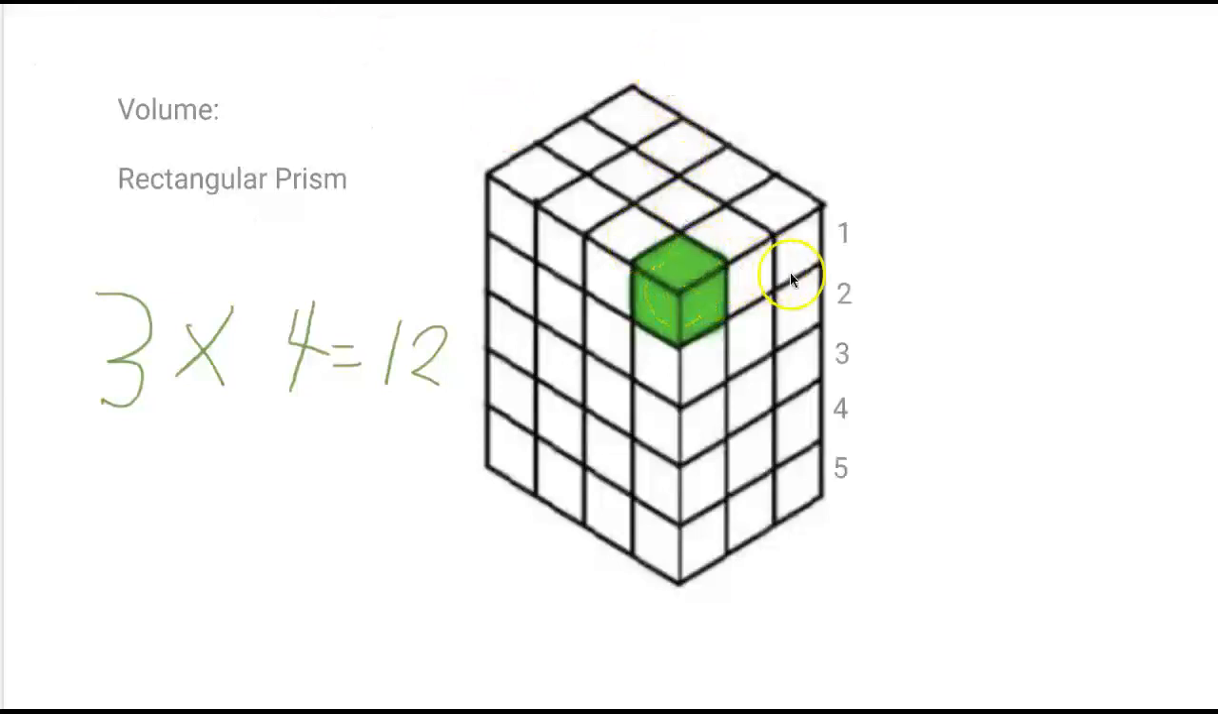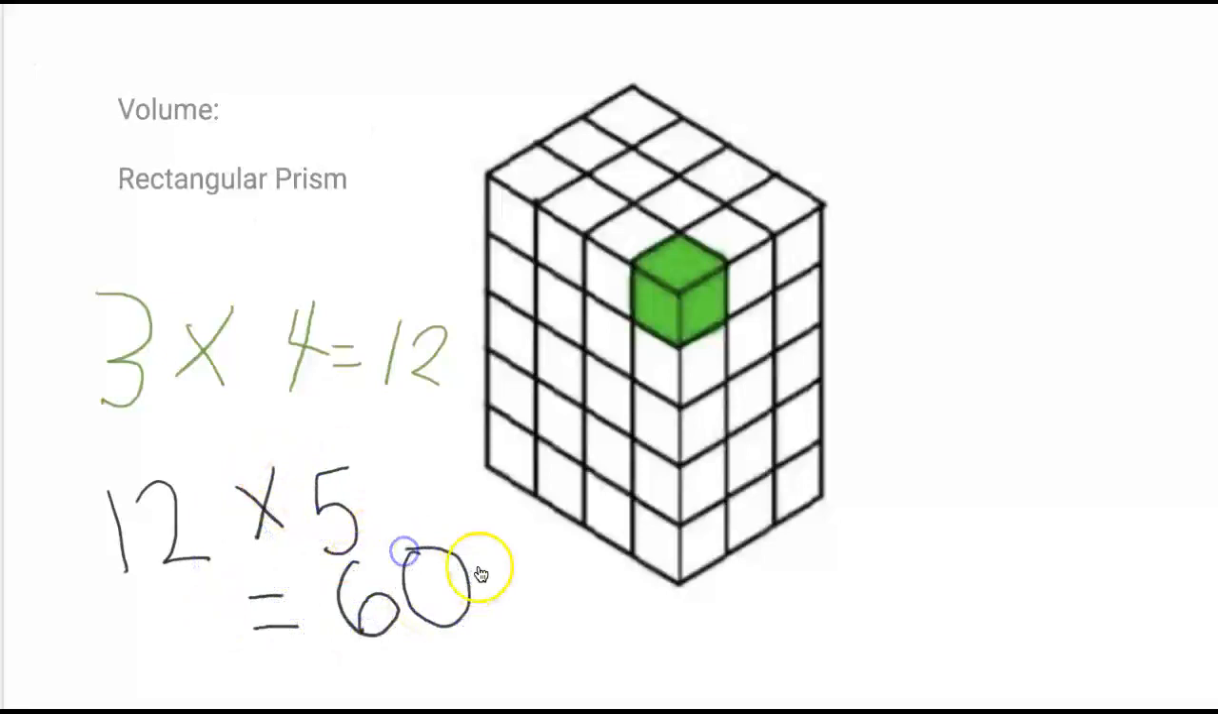We can also see that there are 1, 2, 3, 4, 5 layers, and they each are identical. So they each have 12 cubes as their volume. If we know the number of cubes in one layer is 12, and we know that there are 5 layers, we can write a new multiplication expression that'll give us the total number of unit cubes. And that expression is going to include the volume of one layer, which is 12, multiplied by the total number of layers, which is 5, and that gives us a total volume of 60 cubic units.